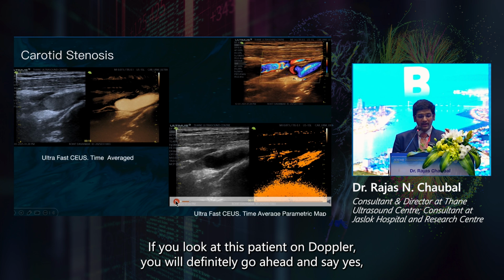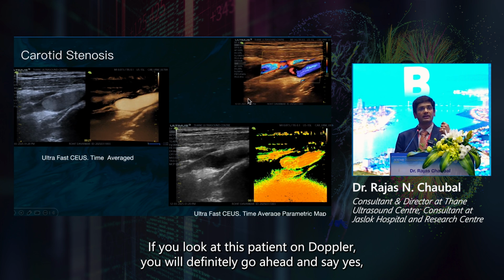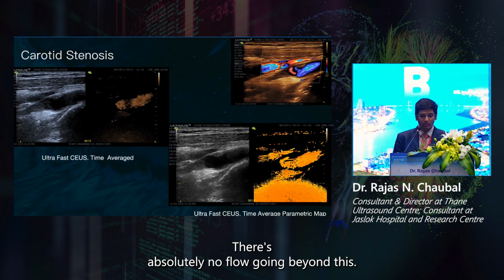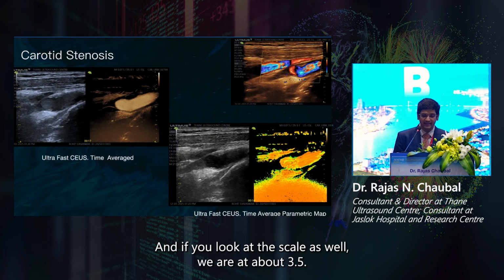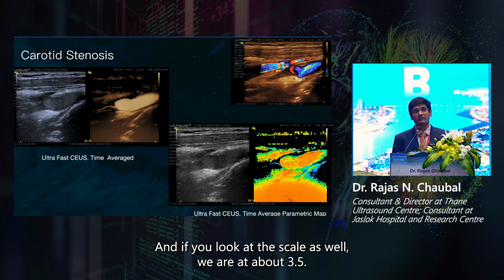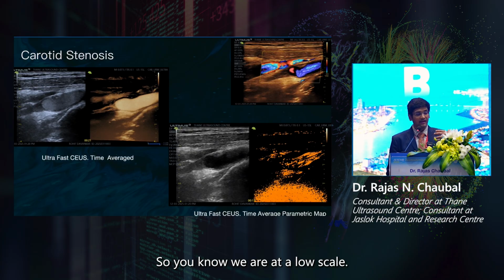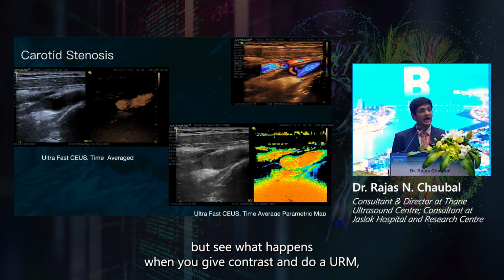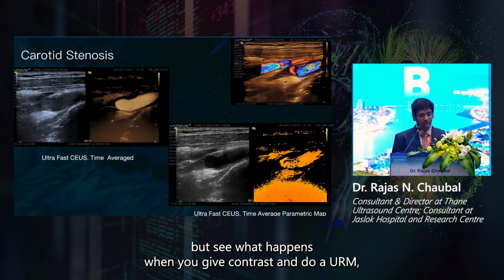Look at this. If you look at this patient on Doppler, you will definitely go ahead and say, yes, there is a complete occlusion, right? There's absolutely no flow going beyond this. And if you look at the scale as well, we are at about 3.5. So, we are at a low scale. We are trying to look at really low flow. But see what happens when you give contrast and do a URM.